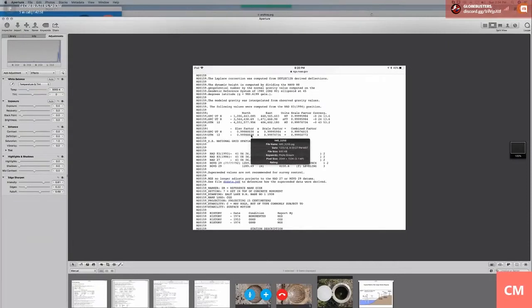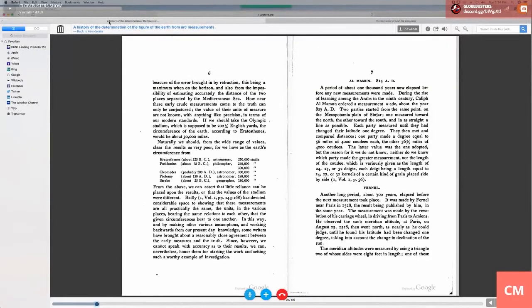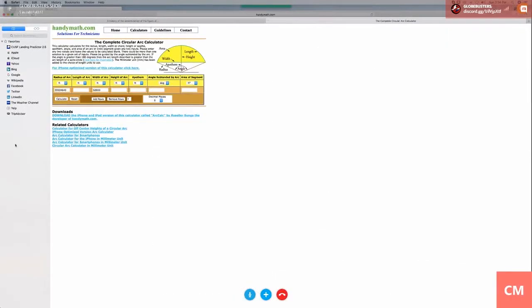But the thing I want to point out is their scale factor. Their scale factor here, and this is what gets me. Let me go to the ARC calculator, because this was a discussion I just had the other day. So if we go into the ARC calculator and I enter the radius of the Earth, this is the width, 10 miles that we're going to measure.